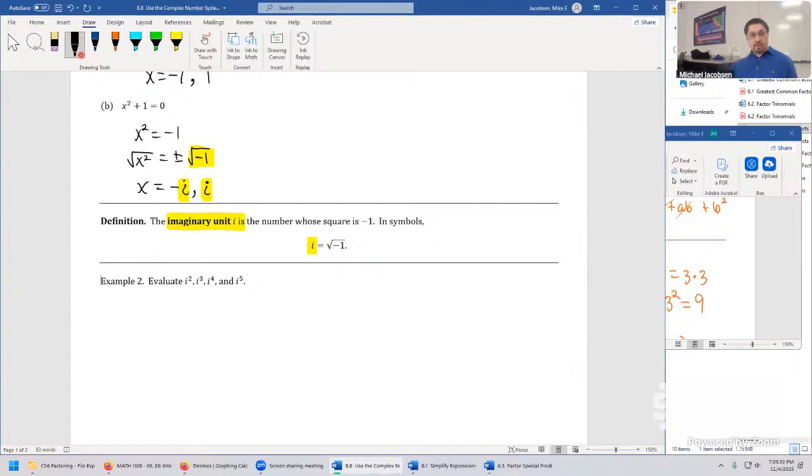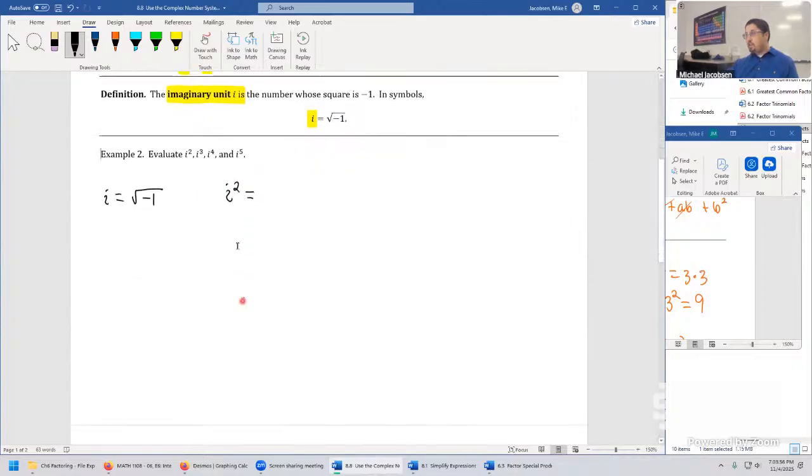Okay, example 2 is all about working with i. It's not a bad idea to just start this off by rewriting i equals square root of -1, kind of gets it in our brain to think about it, mull it over. Our goal is to evaluate i squared, i cubed, i to the 4th, i to the power 5. So next, if i is square root of -1, we want to compute i squared.